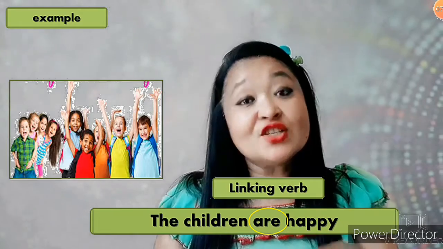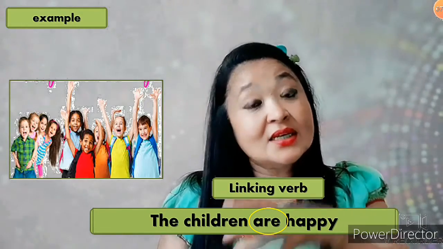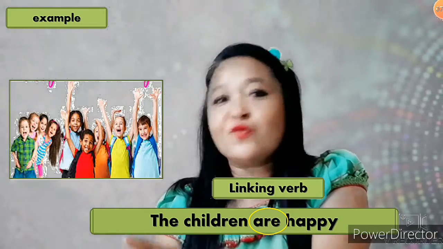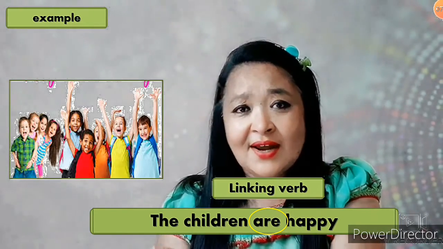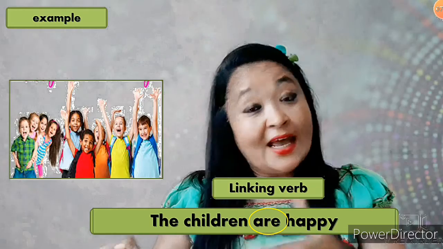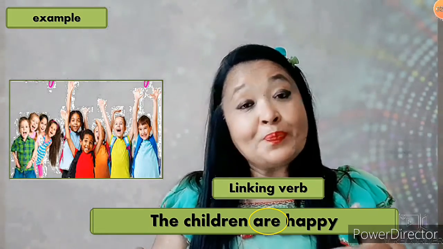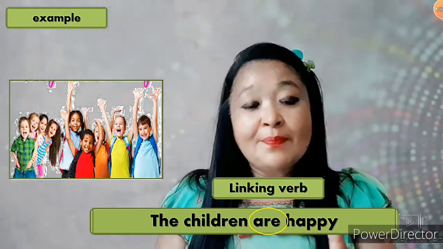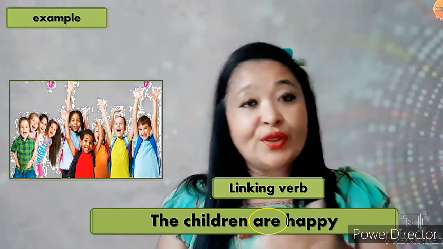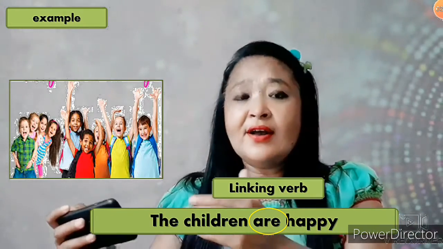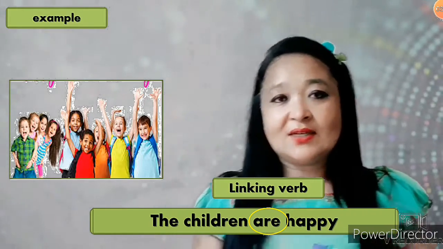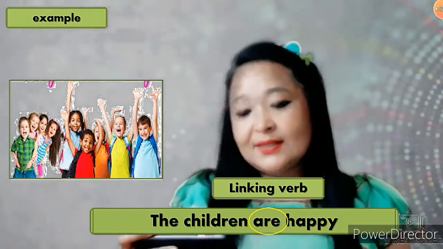What is the subject there? Children, isn't it? Which connects the subject with the predicate here. The predicate is very short there. Only one adjective is there, right? So, with the help of this example, I am trying to explain the meaning of linking verb: a linking verb is a verb that connects the subject with the noun or an adjective or pronoun in the predicate. Okay? So, that's it.